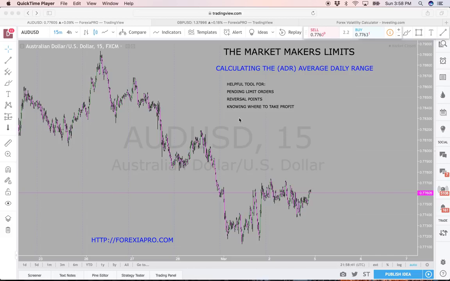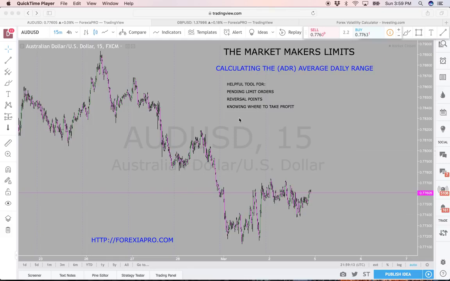Remember that term, tool. This isn't some type of strategy. This isn't a 100% perfect all-around strategy type thing. This is just a tool that will help you determine when the market may possibly reverse, where you could put your pending limit orders, and knowing where to take profit when you're in a trade.